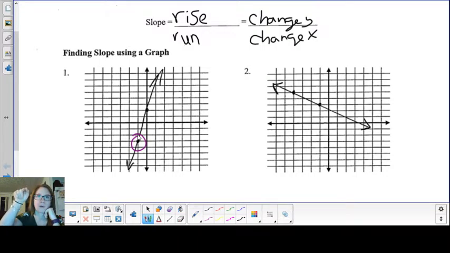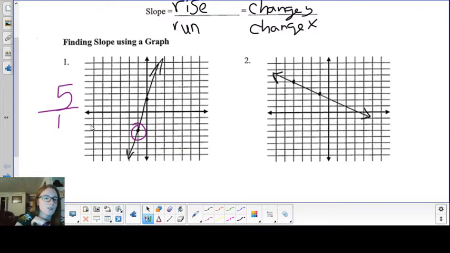I'm going to count up, or in this case up, to determine how far up I go to the next point, and then I'm going to go to the right or left. I'm going to go to the right. So I'm going to go up 1, 2, 3, 4, 5. And then I'm going to go to the right 1. And usually this is in a term of a fraction, so we're going to reduce it. So 5 over 1 is just 5. So this graph has a slope of 5.